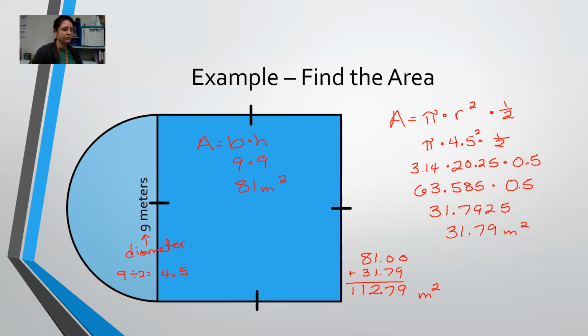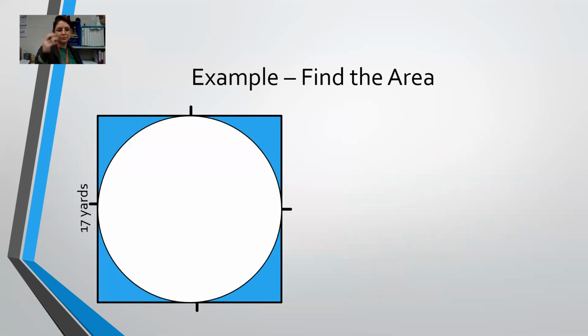Okay, we have one more example I want to look at. This is still considered composite, but instead of combining 2 shapes, I've cut a circle out of my square. So rather than adding them together, at the end I'll subtract them. Let's start with finding the area of my square, which is base times height. I can see that it's 17 yards. Give me just a second and I will erase that.